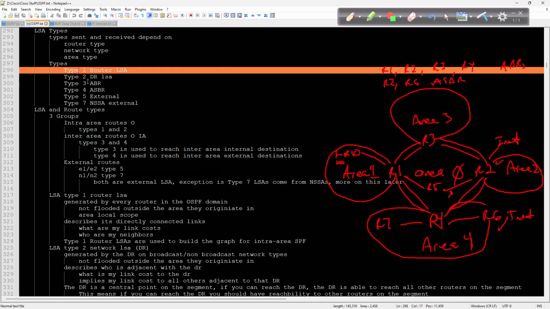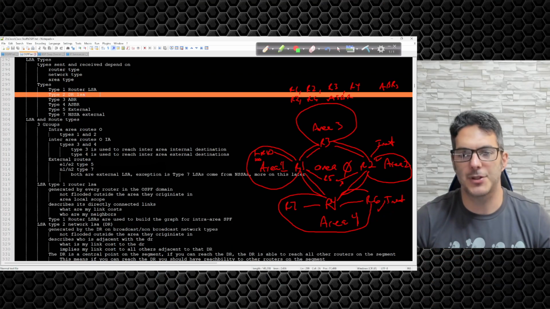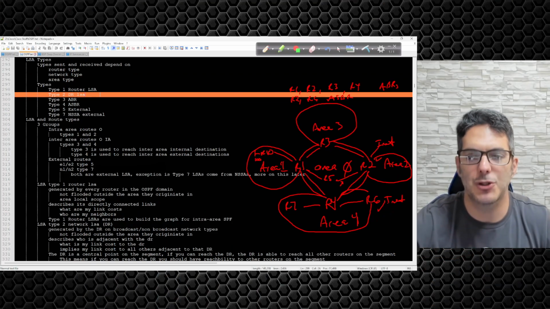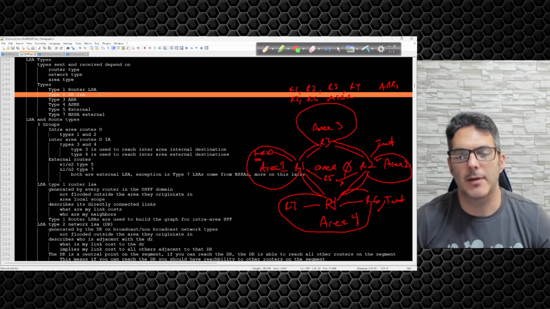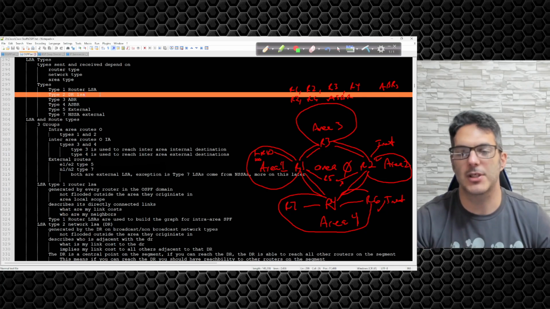Type 2 DR LSA. This is where you're going to have the DR BDR election. So again, this is going to be if you're running broadcast or non-broadcast multi-access. There's going to be a type 2 LSA generated. Now, do you have to do that? No. If you choose to run point-to-point on every interface inside of OSPF, then you're never going to see a type 2 LSA.